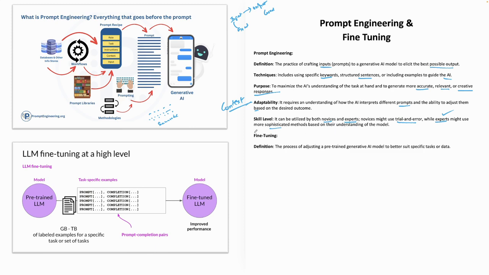Now, the next concept is fine-tuning. If I ask you in general, if you have a background in IT, what is fine-tuning? Fine-tuning is nothing but optimizing the performance. That's as simple as that, and that's all the concept of fine-tuning is. It's the process of adjusting a pre-trained Gen AI model to better suit specific tasks or data. So you're fine-tuning it, you're refining it, you're optimizing the performance of your Gen AI model. This is called fine-tuning.